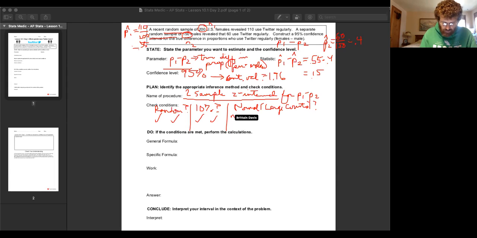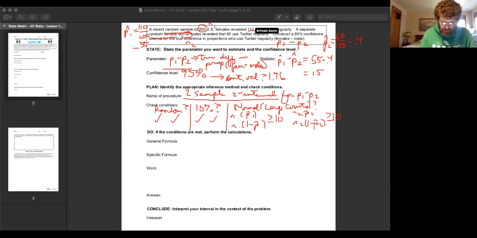I have to do N1 times p hat 1. All we can do is check p hat. And then N1 times 1 minus p hat 1. Both of these have to be greater than or equal to 10. We have to do the same thing for N2 and p hat 2. So we have to do this calculation a few times. It's a little more time consuming to make sure that both of them are greater than or equal to 10. If I did 200 times 0.55, I'm going to get 110 again.